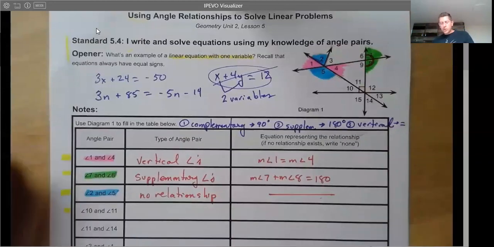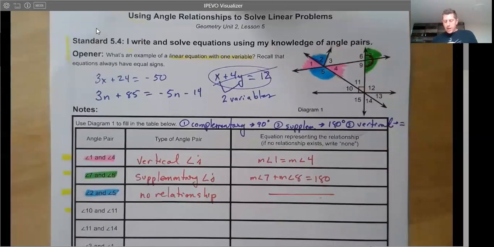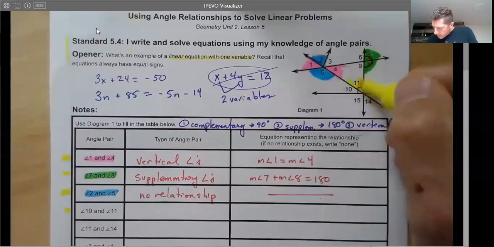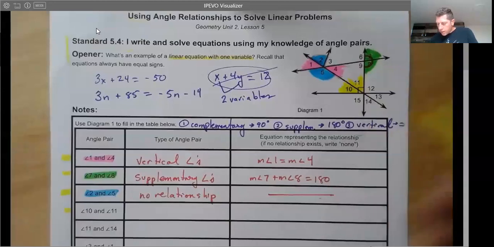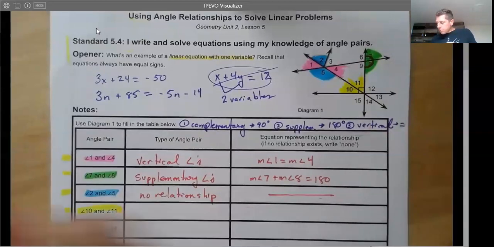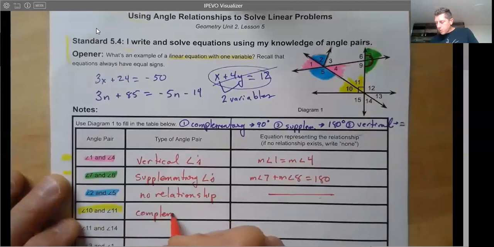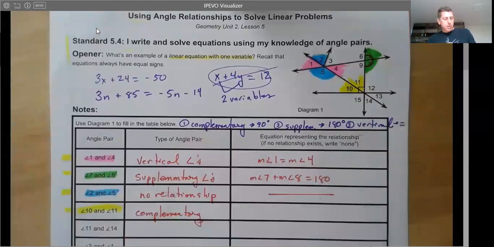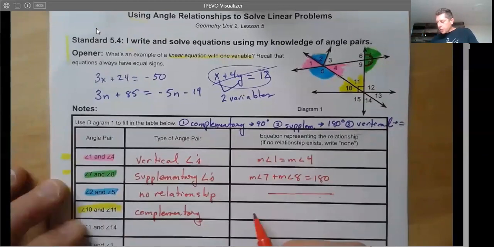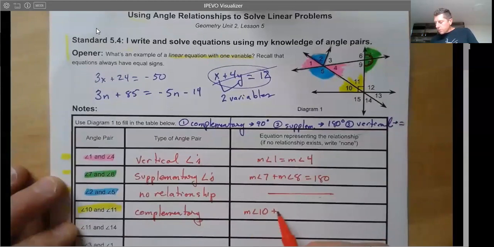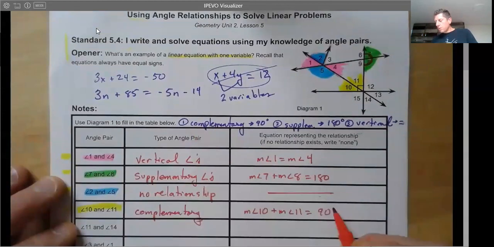Okay, let's do one more together. We'll get angles 10 and 11. Angles 10 and 11 are right here. And right away, I hope you see that symbol in the corner there. What's that symbol? Right down there, that's a 90-degree angle. It is going to be complementary. So then our number sentence is going to be the measure of angle 10 plus the measure of angle 11 equals complementary 90 degrees. Okay.